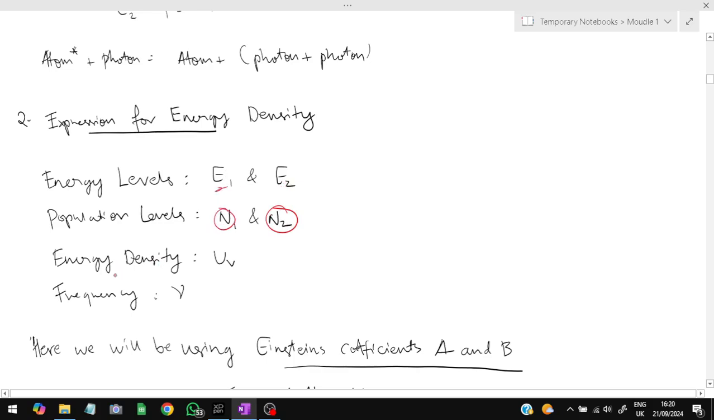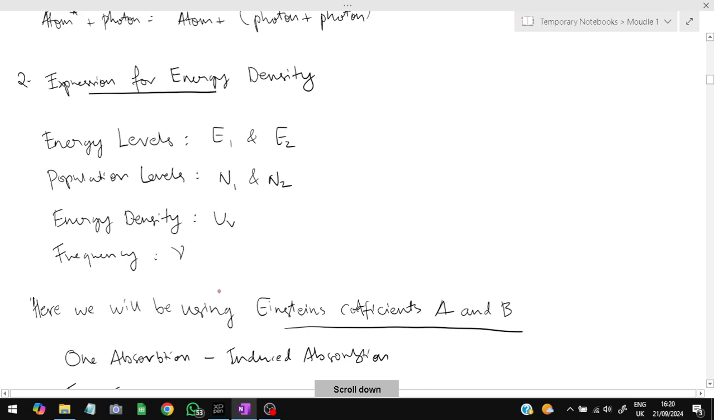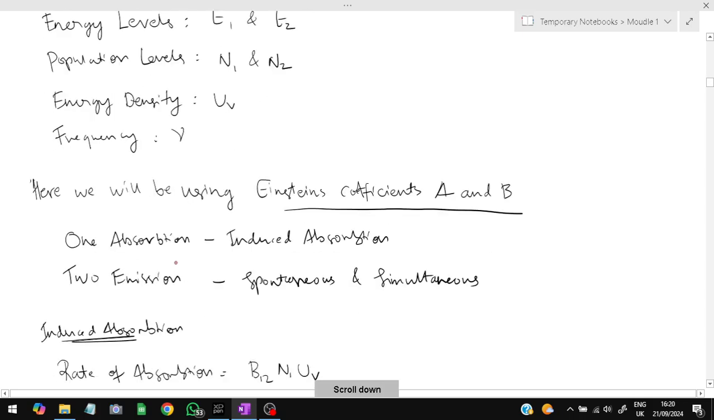Okay, and energy density is represented as UV and frequency is represented as nu. Now here we will be using the Einstein coefficients A and B. So what is an Einstein coefficient? Let's understand. We have discussed three things. One is the absorption and two are the emissions. So absorption is induced absorption and the emissions are spontaneous emission and stimulated emission. We'll be using all of these in this derivation.